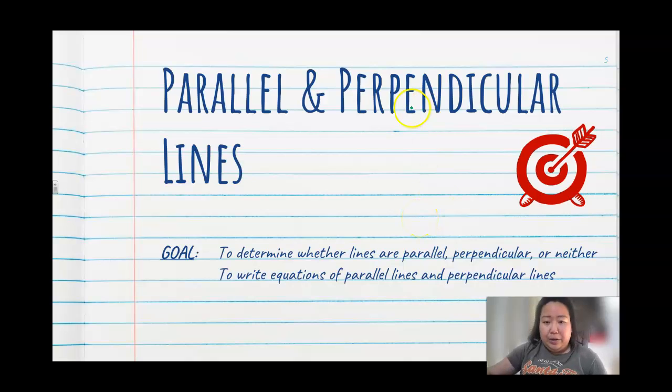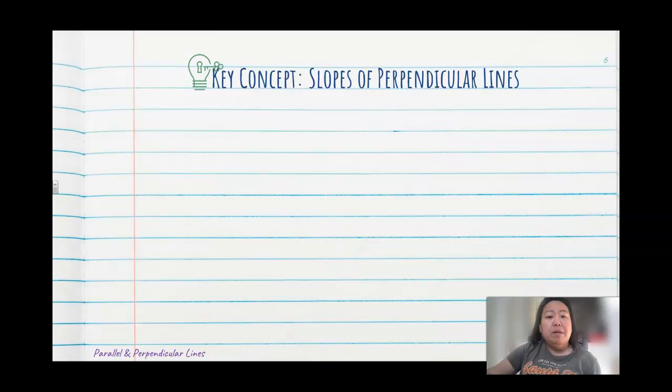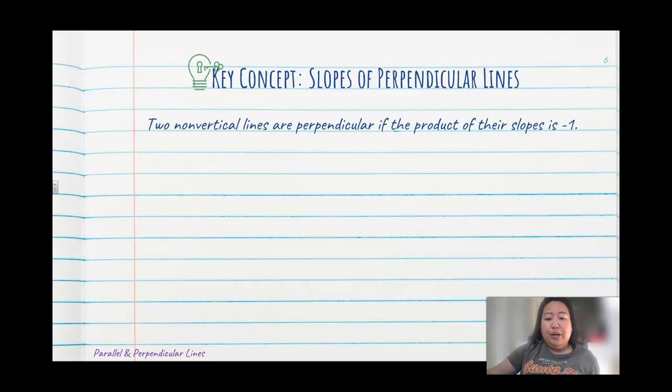Hi, let's continue our discussion on parallel and perpendicular lines. And this time, we'll be looking at perpendicular lines. So two non-vertical lines are perpendicular if the product of their slopes is -1.